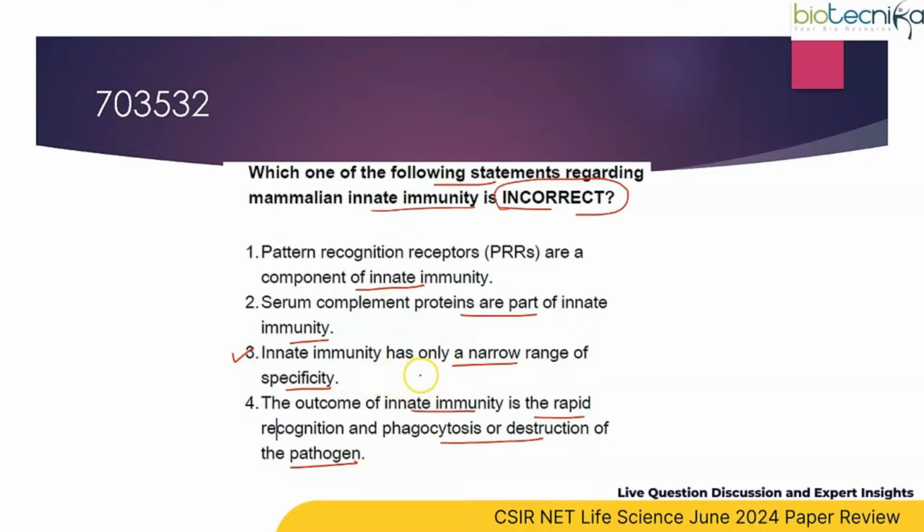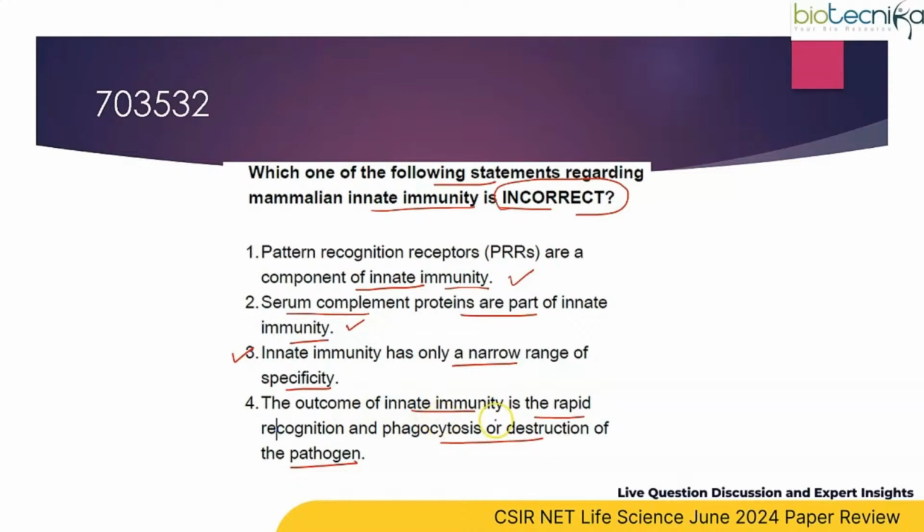This is incorrect. Why is it incorrect? Let us see the different statements. Pattern recognition receptors are a component of innate immunity. Definitely yes, so that is correct. Serum complement proteins are part of innate immunity. Yes, the complement proteins are present in the serum and they are part of innate immunity. They are not a part of adaptive immunity. Though they complement the antibodies, they are still part of innate immunity. So the second is also correct.